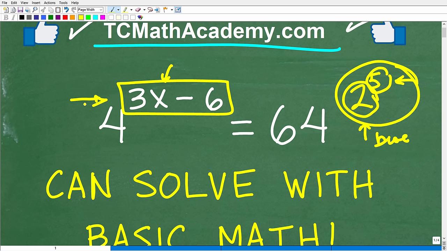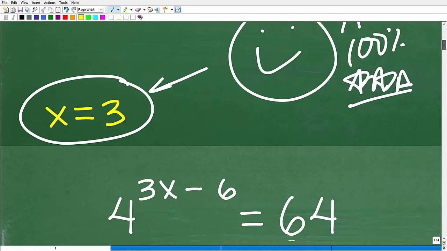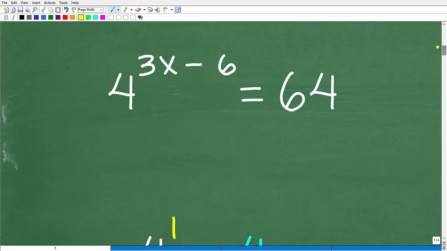Now, of course, this is a very big math topic, and typically you study this in like second year algebra, maybe a little bit in first year algebra, but you could still figure this out using very basic mathematics. So let's take a look at that right now. Okay, so here is our equation.